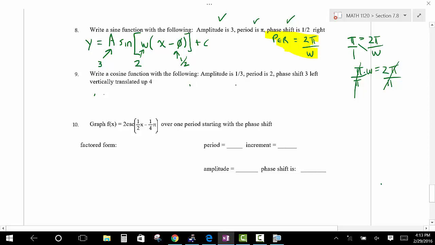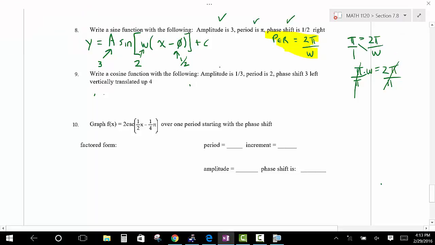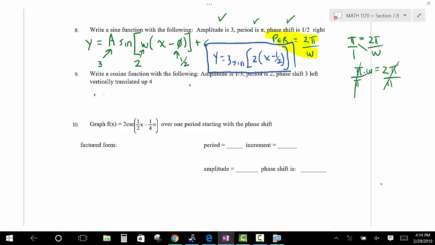Now you're ready to write the final answer. So the final answer to this problem would basically go like this. We would say y equals 3 times the sine of omega, which is 2, x minus the phase shift 1/2, and I did not give you a vertical translation, so that is the final answer to the problem right there. So what you're doing is just doing everything in reverse. I've given you the amplitude, I've given you the phase shift, and I've given you what the period is, so that allows you to find omega. Does that look okay? Yes? No? Yes. Okay. All right.